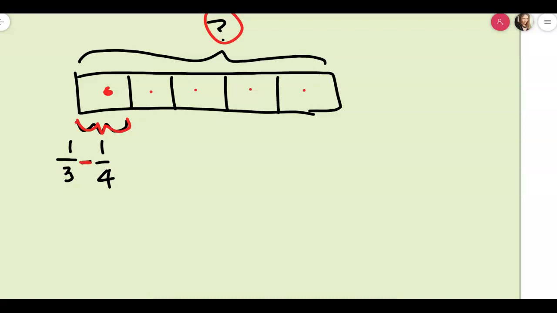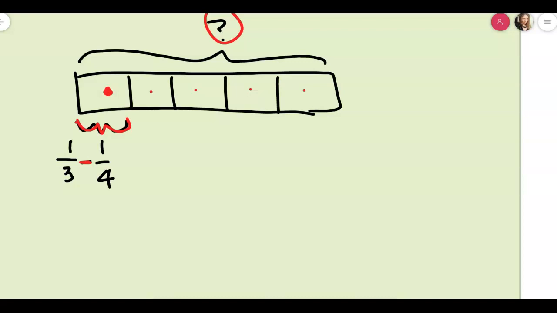Remember, subtraction is the difference. In the last example, we looked for the sum when we added, but in this example, we're going to find the difference, and that difference is going to tell us what our single unit is. So what are some ways we could write this expression?